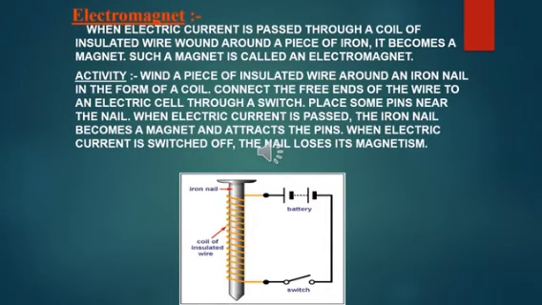Am I clear? So when this electric current is switched off, the nail will lose its magnetism, and the small pins will fall off. I think you can try doing this at home. It's a simple exercise. Try and do this activity at home, children. It will be really fun if you do it. Yes, you can see how the pins will hang on to the iron nail when current is passing, and when you switch it off, the small iron pins will fall off from that nail.